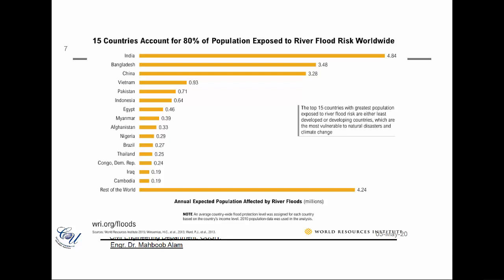So you see, all the top countries which have the most people affected by the floods are either developing countries or are the countries which are, let's say, at the very lower ladder in terms of economy. India, Bangladesh, China, the number of population that is exposed to flooding is huge. Pakistan is somewhere here. 0.71 million people are exposed to floodings every year.